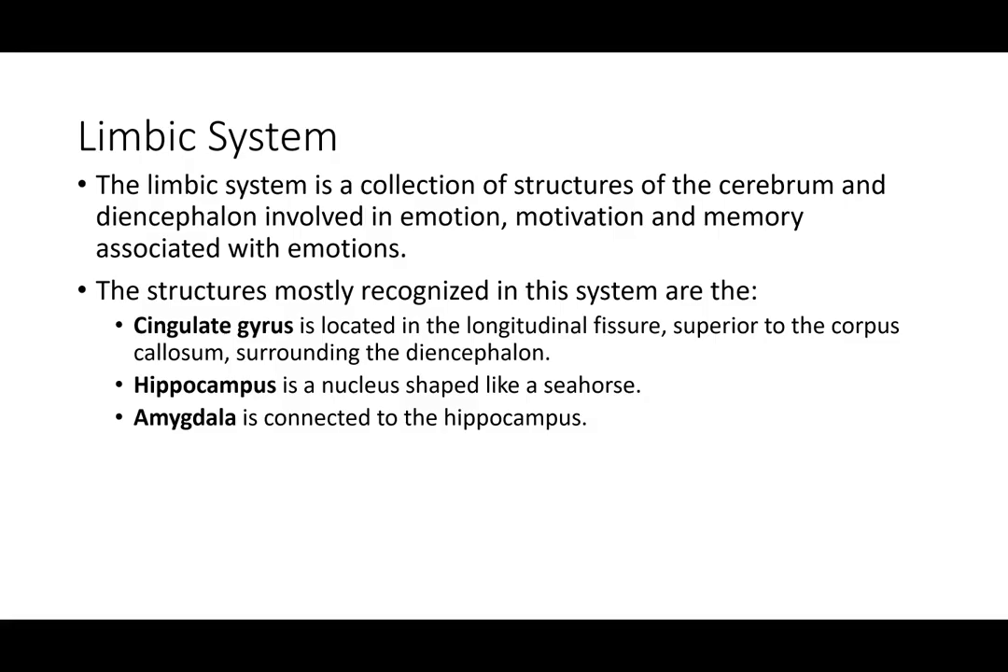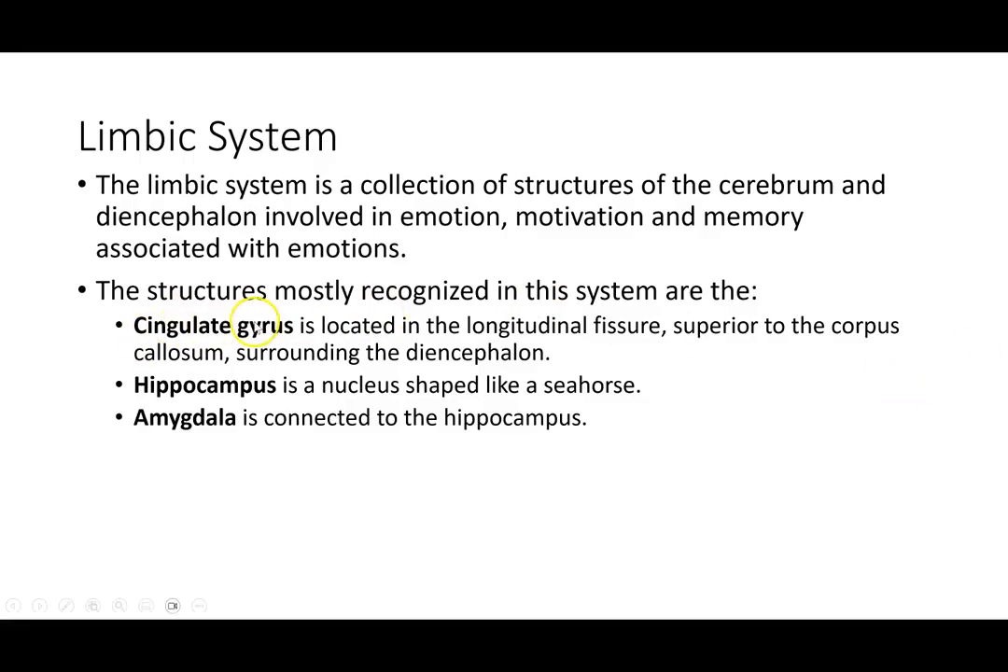All right, we're going to wrap up this video talking about the limbic system. And you may have heard of the limbic system before, but this is a collection of different structures in the cerebrum and diencephalon that are all involved in emotion and motivation and memory that's associated with emotions. So there's three main structures recognized in this system.